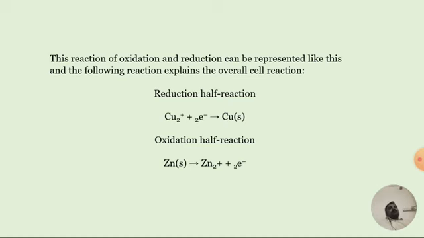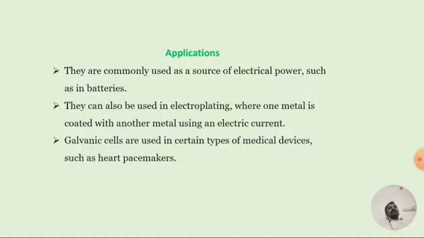This oxidation reaction can be represented like this. The following reaction explains that Cu2+ absorbs 2 electrons and gets reduced to copper. The other is the oxidation reaction: zinc gives up electrons and becomes Zn2+ with the removal of 2 electrons. This is the other half reaction.